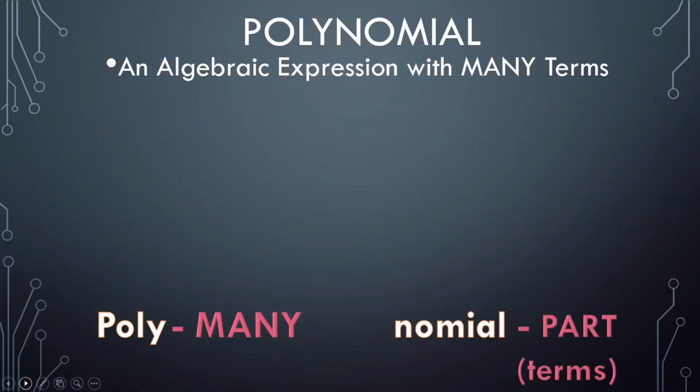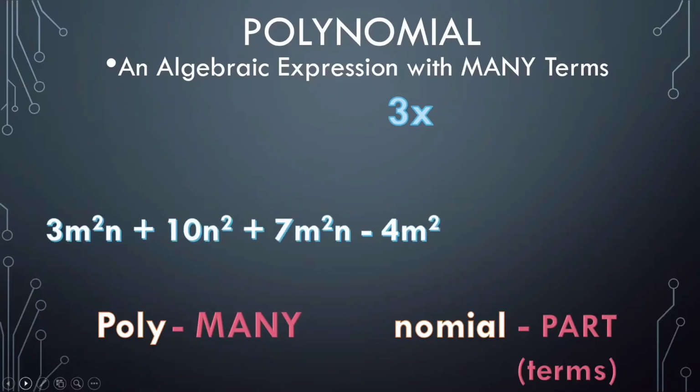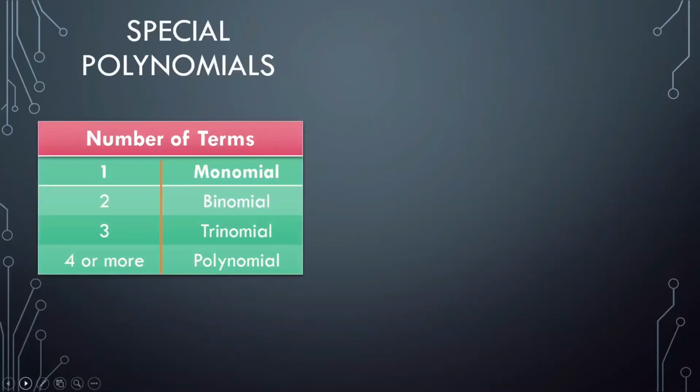Okay, so if we take a look, you have 3x. That's a polynomial. It just has 1 term. Here's a polynomial. This one happens to have 4 terms. This polynomial has 2 terms. And again, this one has 3. Now that we've gotten down what a polynomial is and that it can have different numbers of terms, we have special types of polynomials. We classify the type based off the number of terms.